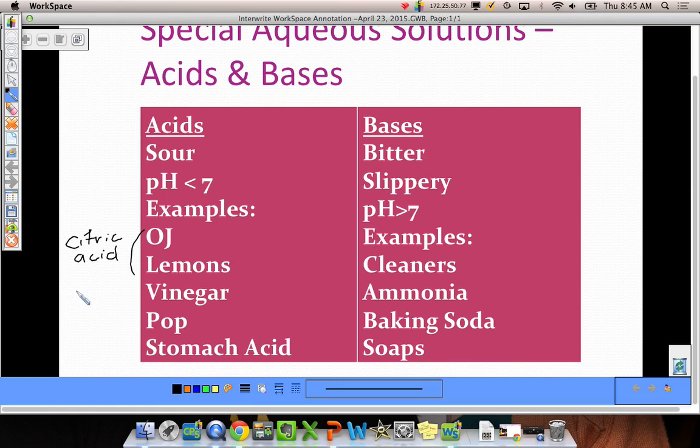Vinegar is going to be acetic acid. This one has a really important special name, though, that you're going to want to memorize besides acetic acid. That's ethanoic acid, E-T-H-A-N-O-I-C, ethanoic acid. We're going to learn where that name comes from when we get into organic chemistry and naming, which we'll finish off the year with. We'll get into just the barely beginning naming of organic molecules.